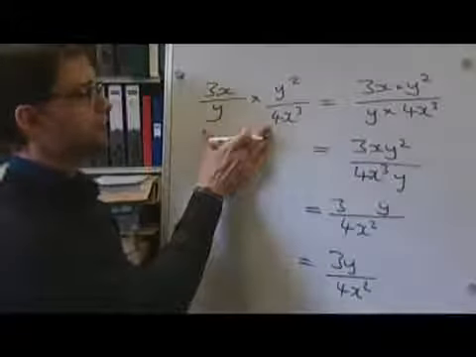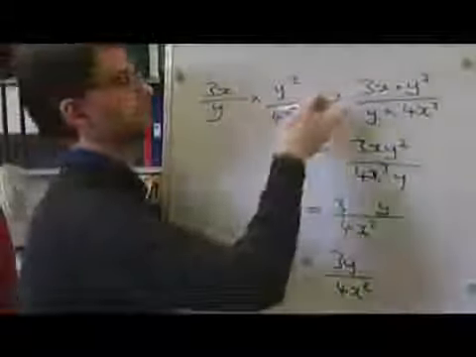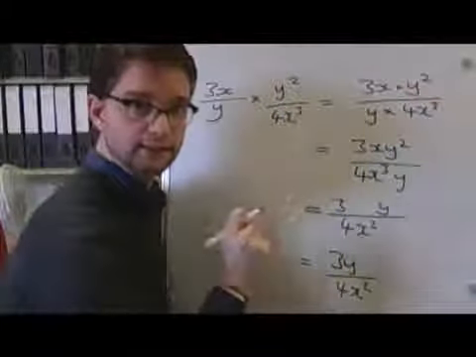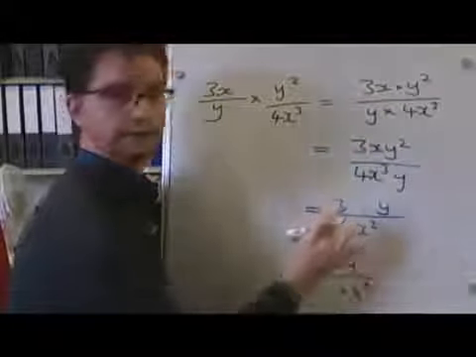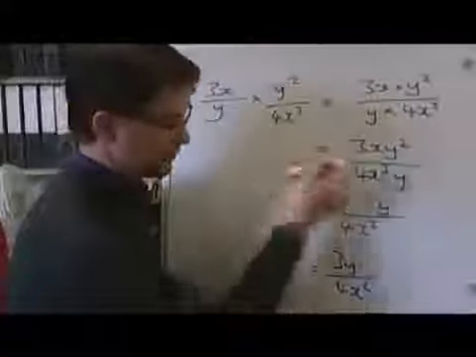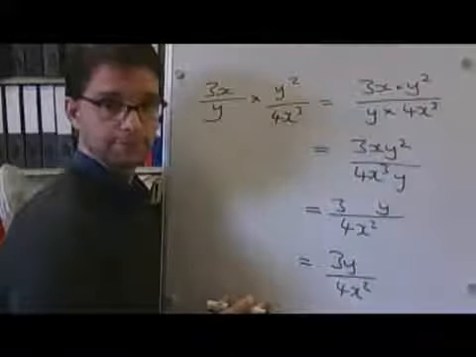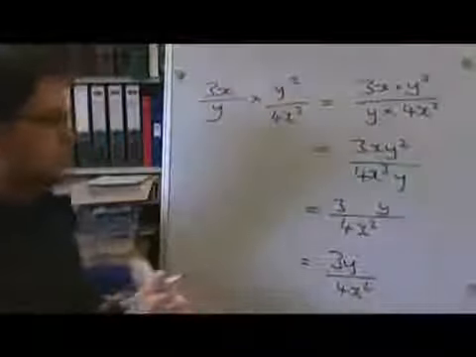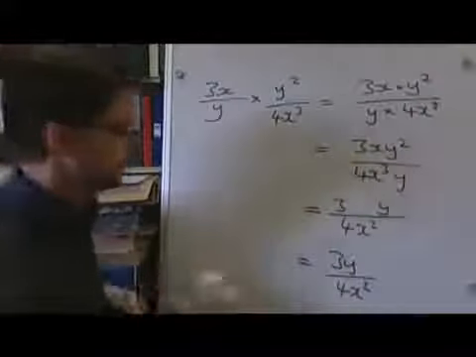Again, fractions bit, multiply the fractions through. Easy. Algebra bit, a bit more complicated, doing the cancelling down and things like that. We'll do a division.